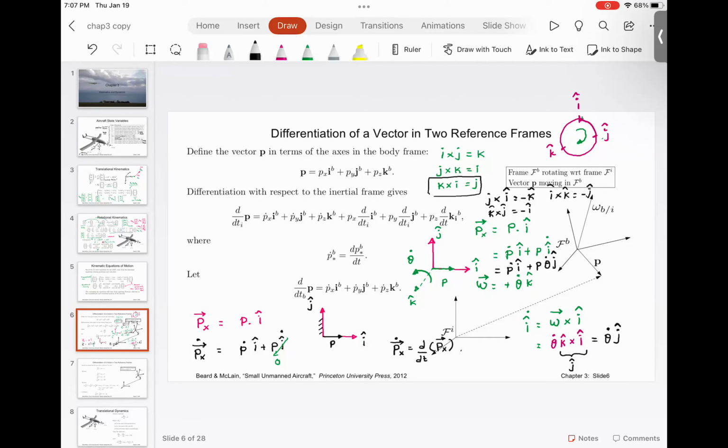My vector is p of x, which is px I. Taking d by dt of px, I would write this down as px dot I plus px I dot. Now px remains as is. I dot is omega frame.